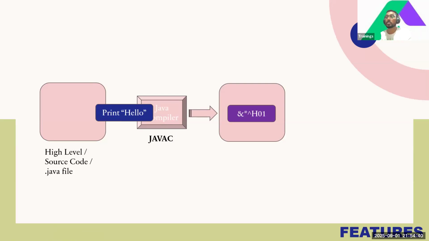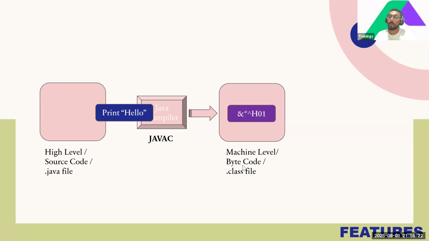Low level language means what? Machine understandable language. Now tell me, do we have anyone in class who can understand this language? Low level language is also called machine level language, which is also called bytecode, or a .class file. So what is the extension of this low level language? The extension of this low level language is .class. So after compilation, which file will be created? A .class file will be created. So we are compiling the .java file, and after compilation, a .class file will be created.